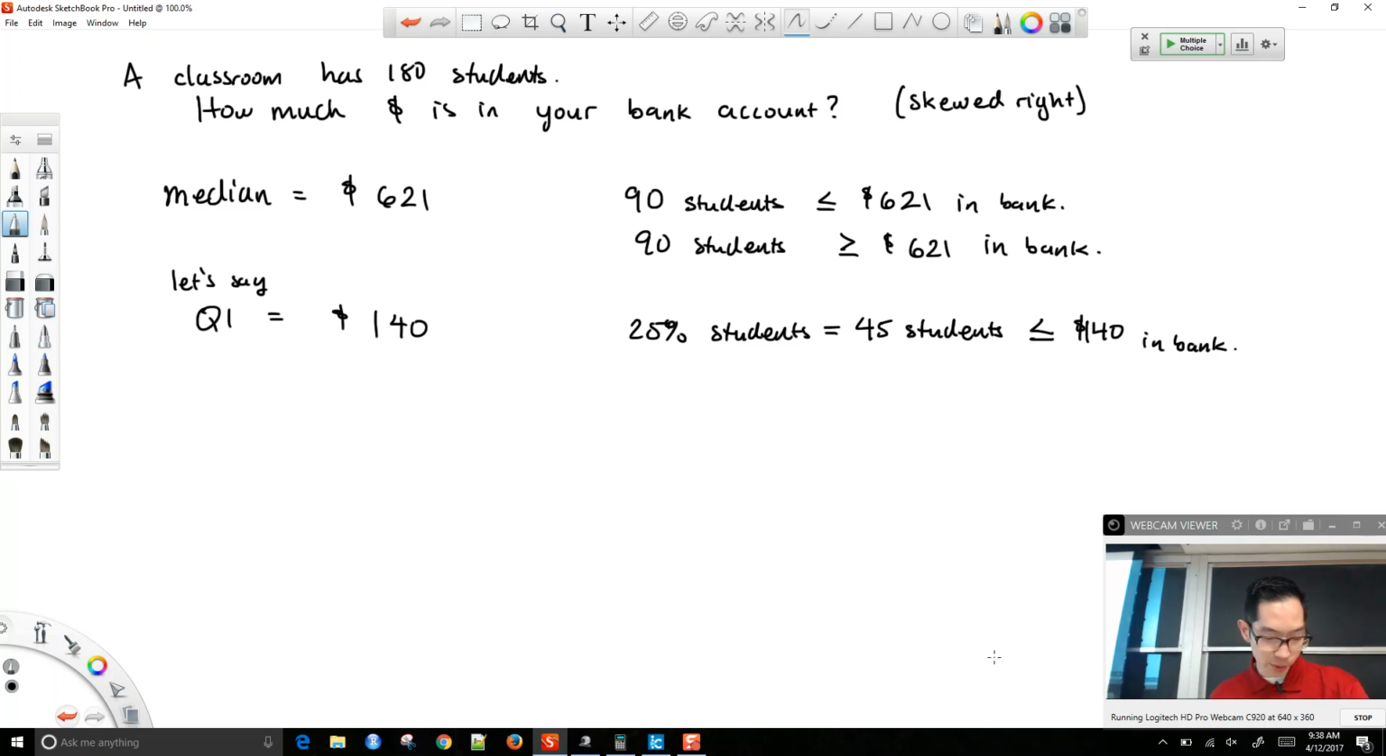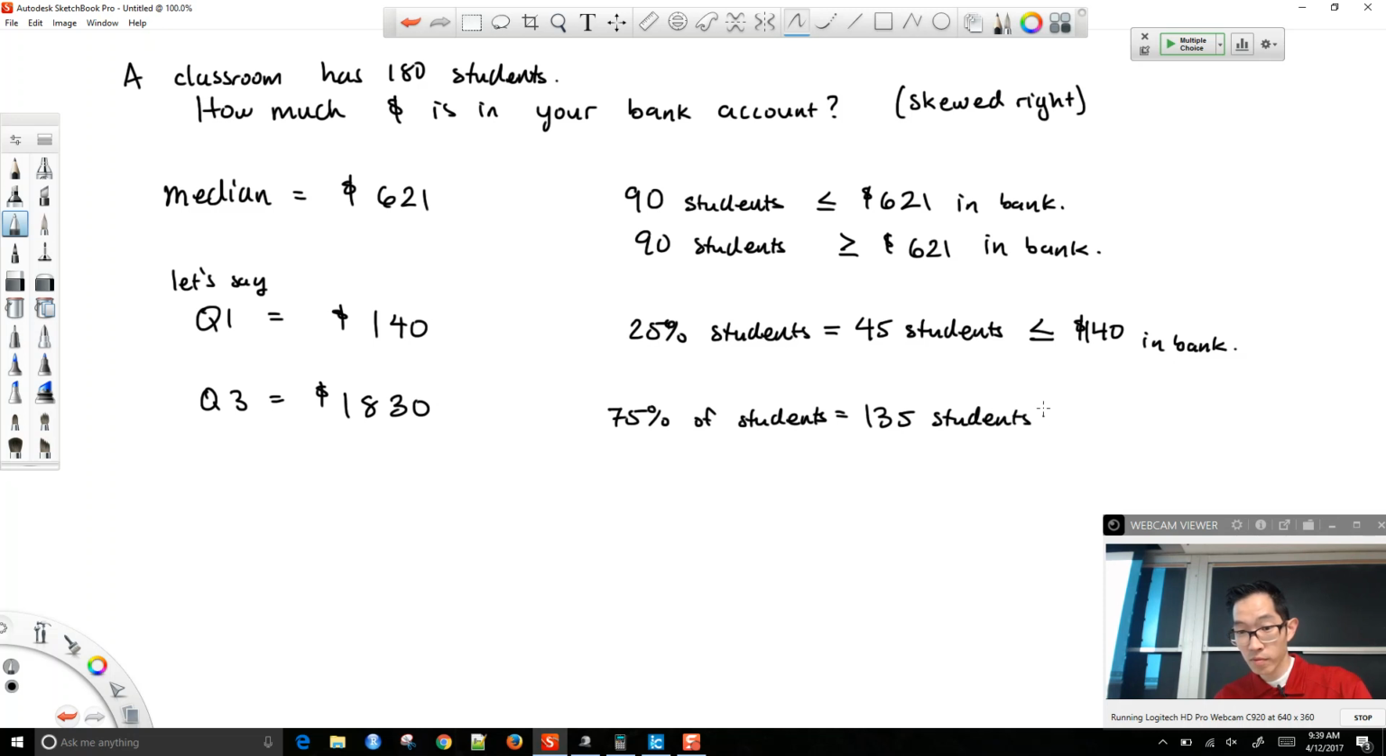Okay, and then we might say that, I don't know, Q3, we'll say $1,830, okay? And so this means 75% of students, so in that case, 135 students have less than or equal to 1,830 in the bank. Okay?